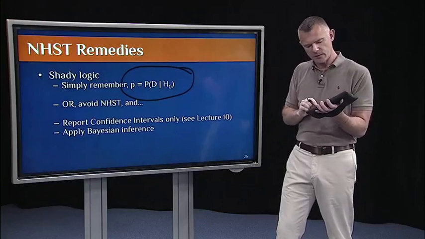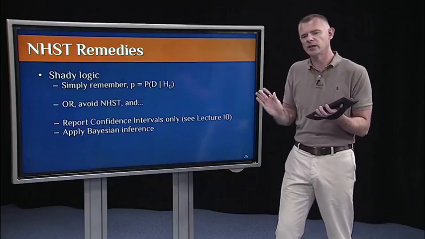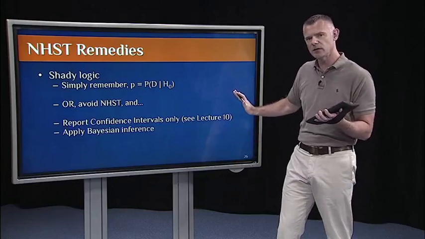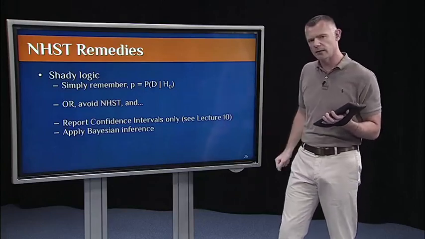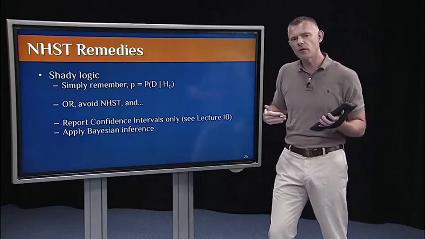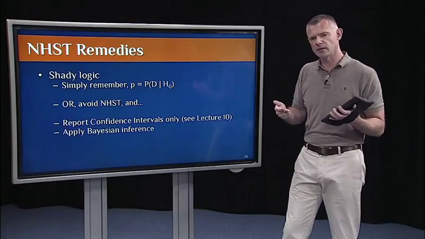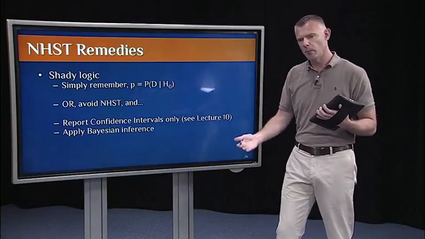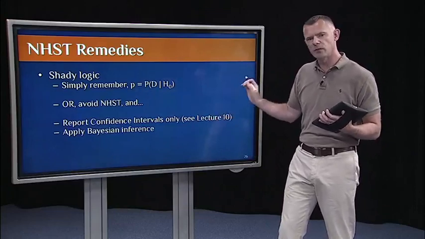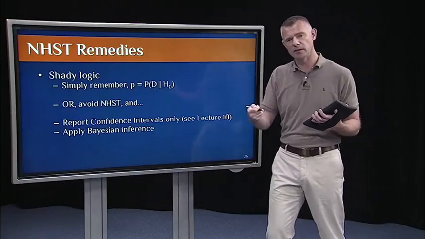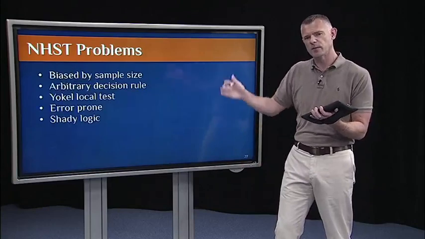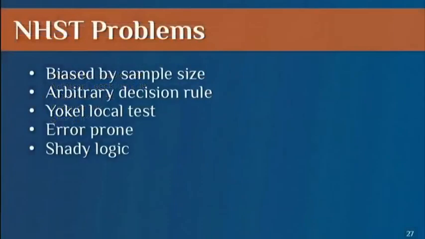Now, if that's not enough for you, then you might want to just avoid NHST altogether. There are alternatives. One option is just to report confidence intervals only, and I'll show you how to do that in lecture 10, or engage in another form of hypothesis testing called Bayesian inference. And that's really beyond the scope of this course, but it's an approach that's very powerful and becoming more popular in statistics, even in introductory level statistics, which is why, as I wrap up this segment, if you look at my 6 problems, you'll see they make up the acronym Bayes.